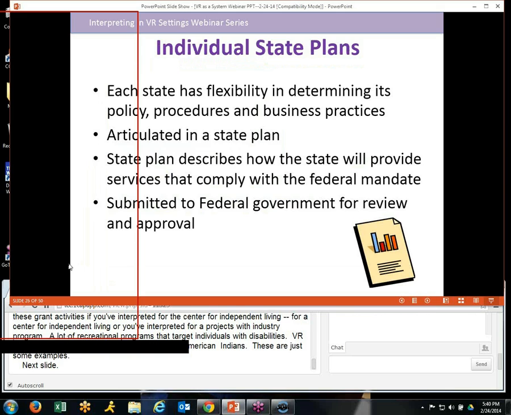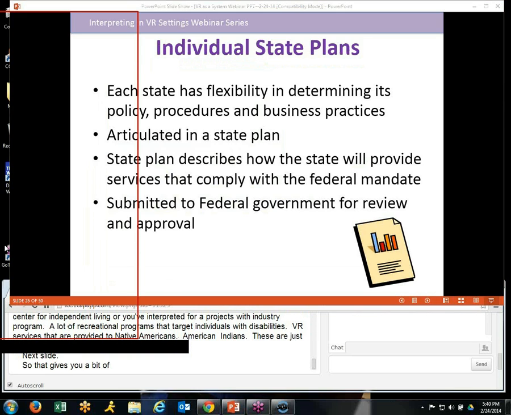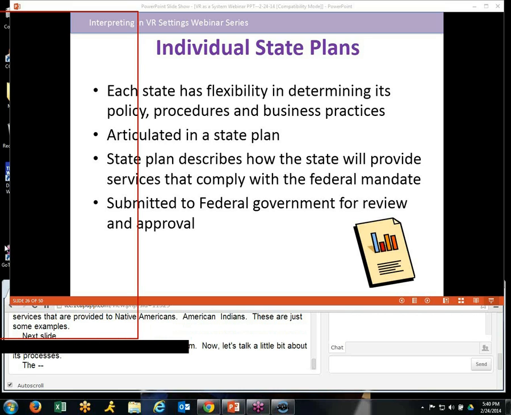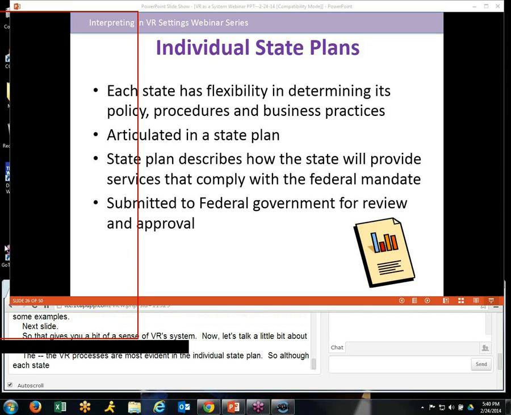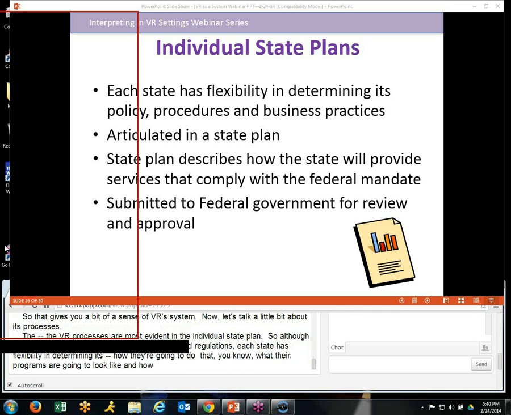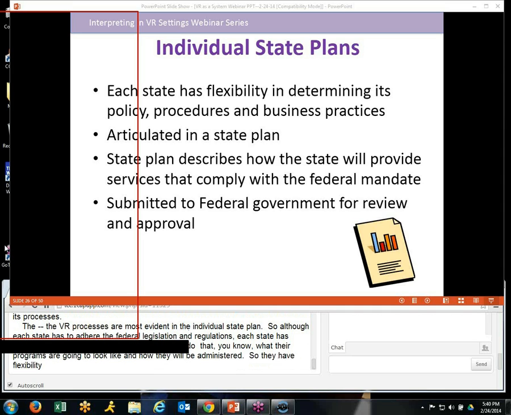So that gives you a bit of a sense of VR's system. Now let's talk a little bit about its processes. The VR processes are most evident in the individual state plan. So although each state has to adhere to the federal legislation and regulations, each state has flexibility in determining how they're going to do that, you know, what their programs are going to look like and how they will be administered. So they have flexibility in terms of their policies, procedures, and business practices.